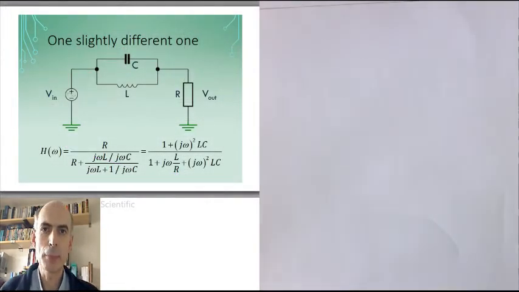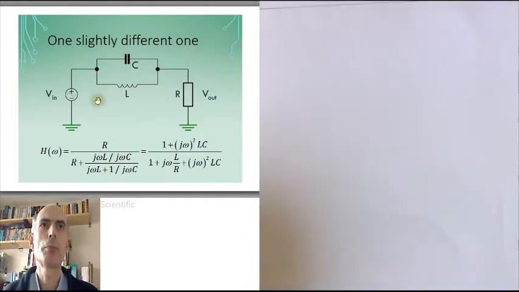The final one I'm going to look at is this one. I've now got the capacitor and the inductor in parallel, and the output being taken across a resistor in series with that parallel combination. Well, I can analyse this circuit just using the potential divider equation and the formula for two components in parallel as I have before, do a bit of algebra, and this is the result that I would get. So I've now got two zeros.